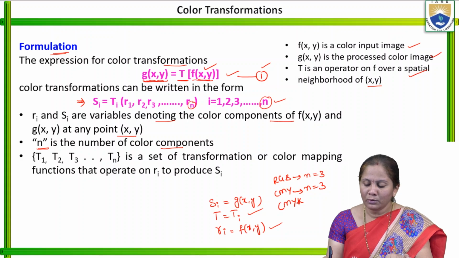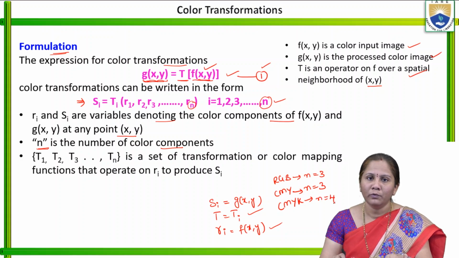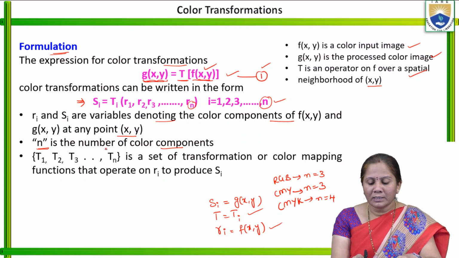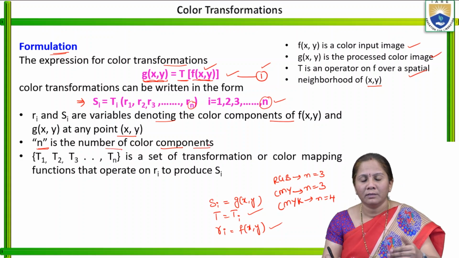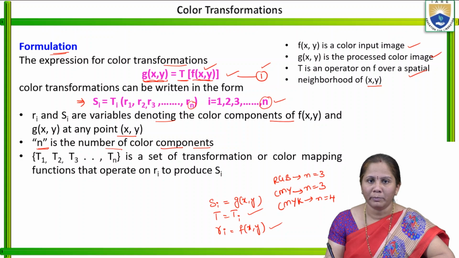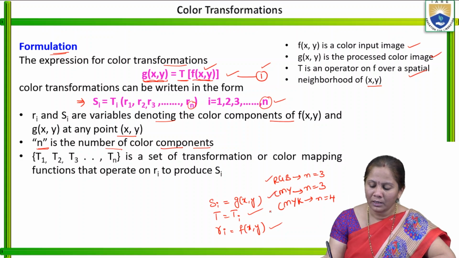And next coming to CMYK color model, here there are 4 color components that are available. So the value of n will be equal to 4. So n is the number of color components. So based on the color model, we are going to select the value of n.